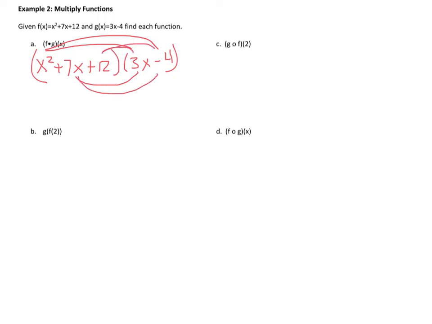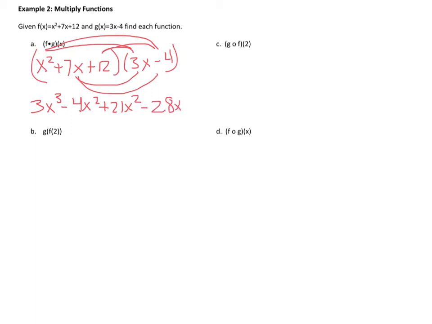So first we have x squared times 3x, which is going to give us 3x cubed. Then we have x squared times negative 4, which is going to be minus 4x squared. Then we have 7x times 3x, which is 21x squared. And 7x times negative 4, which is going to be negative 28x.